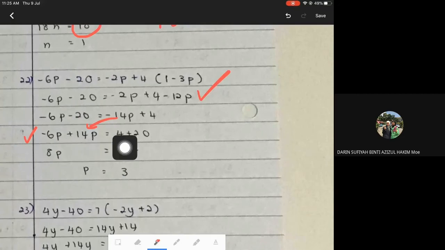Sini originally you have plus 4 kan. So tanda dia tak ubah lah. It's still positive lah. So but here you have on the left side you have minus 20. Minus 20 you bring to the right side. It becomes plus 20. So correct. So 24 equals to 8p. So p equals to 24 divide 8, you get 3. Okay, correct.